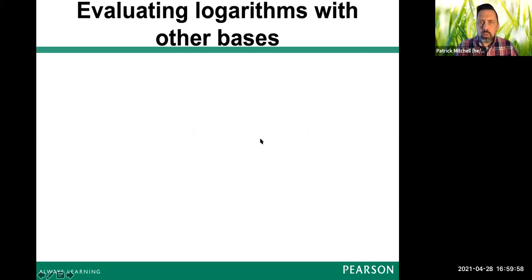Okay, so we have just one more thing to look at, and that is evaluating logarithms with other bases. The only two logarithm buttons on your calculator are log for common log and ln for natural log. So what if I hit you with a problem like this? Evaluate log base 5 of 47. So remember what this means.